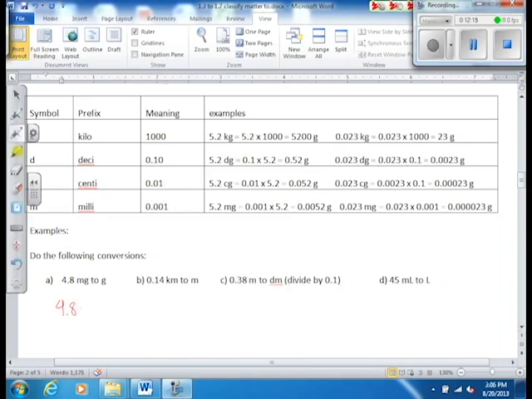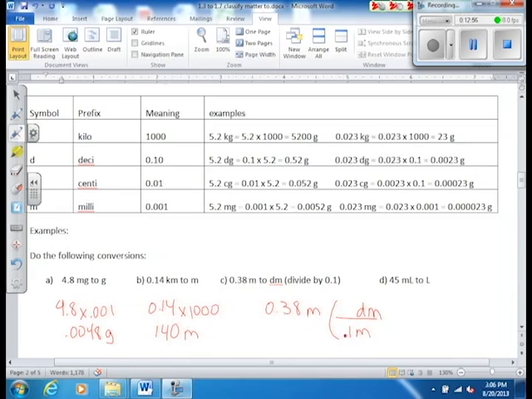So we'd have 4.8 times a milli, which is 0.001, so we'd have 0.0048 grams. And we have 0.14 kilo, and kilo is 1,000, so times 1,000. So we'd have 140 meters. Meters to decimeters, oh, this is different. We're going from meters to decimeters, so we're going to have to do a conversion here. 0.38 meters. And then in 1 meter, we have how many decimeters?